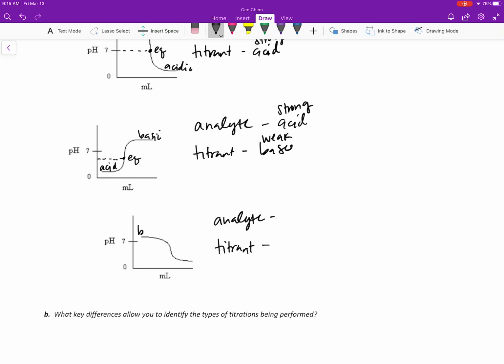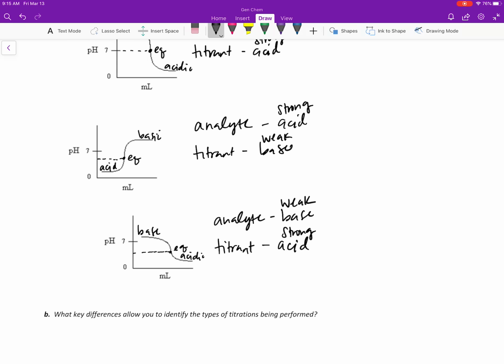So I'm starting off at a basic pH, making this a base, and then I'm titrating it with an acid because it's going to become acidic over time. And my equivalence point is about maybe 5, between 4 and 5. So what this tells me is that I'm starting with a weak base and titrating with a strong acid.